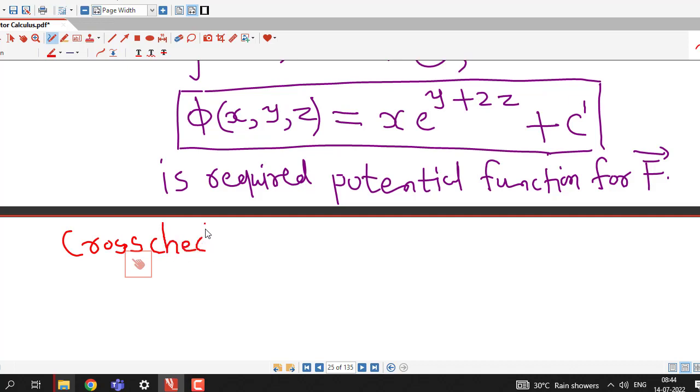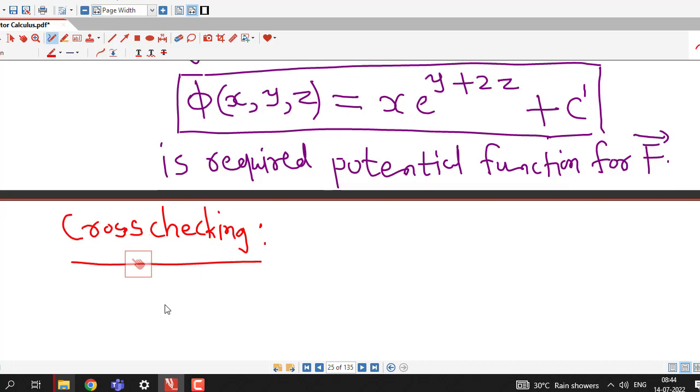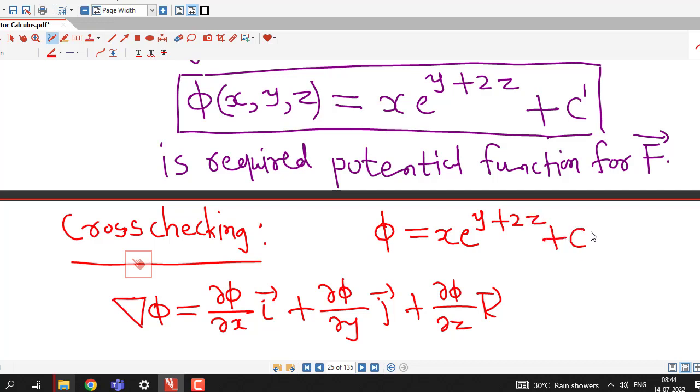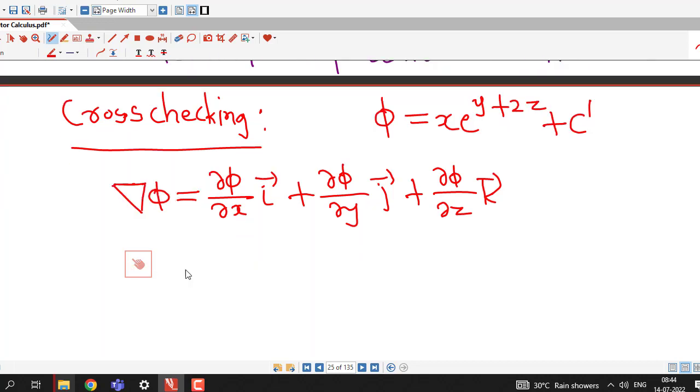You don't have to write this cross check in examination, but you can confirm yourself that your answer is correct. Whatever potential function we have obtained, its gradient must be equal to the given vector field. So gradient of phi is del phi by del x times i plus del phi by del y times j plus del phi by del z times k, and phi we have obtained is x e raised to y plus 2z plus c dash.